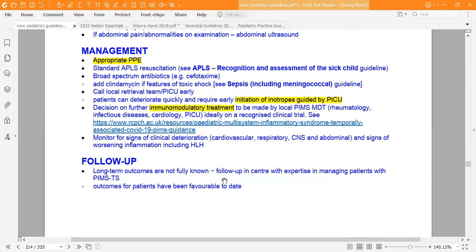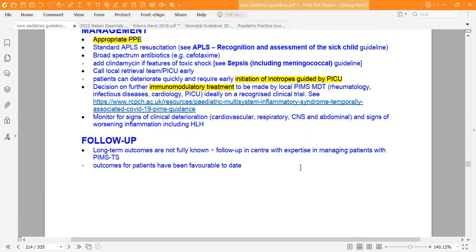Monitor for signs of clinical deterioration: cardiovascular, respiratory, CNS, and abdominal, and signs of worsening inflammation, including HLH. For follow-up, long-term outcomes are not fully known. Follow-up in center with expertise in managing patients with PIMS-TS. So it needs a very special center for that, with expertise in this kind of complication. Outcomes for patients have been favorable to date.